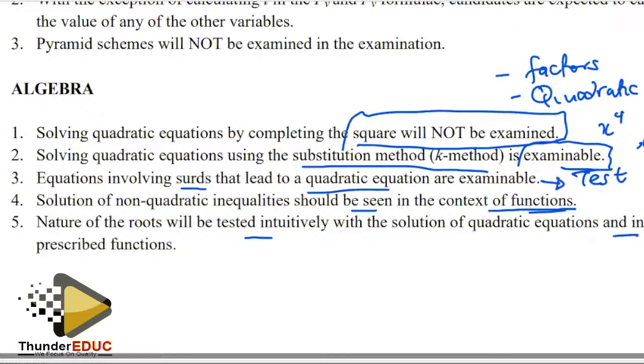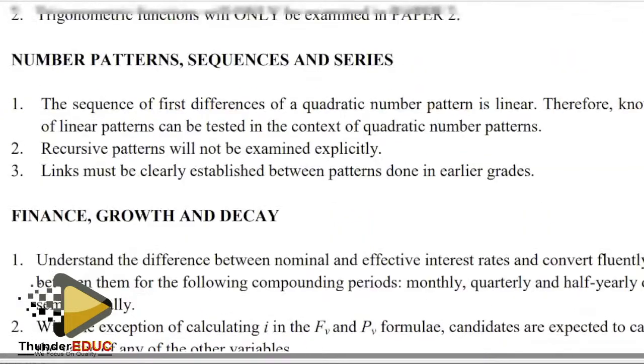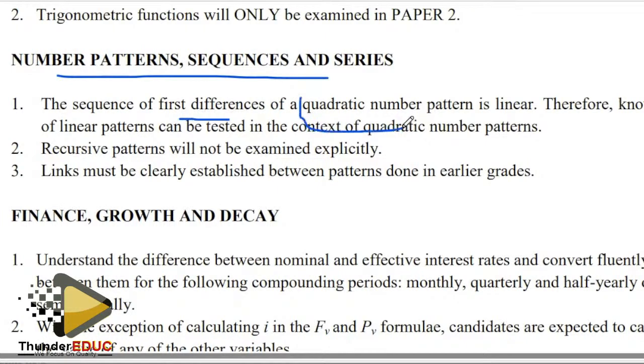Okay, then I'm moving on to the second part, which is normally the sequences and series, number patterns. What they tell us is that the sequence of the first difference of a quadratic is always a linear pattern. Therefore, knowledge of linear patterns can be tested in the context of what we call the quadratic patterns. Recursive patterns, we're not going to ask you about that. Then we must link between the patterns that were done in earlier grades.